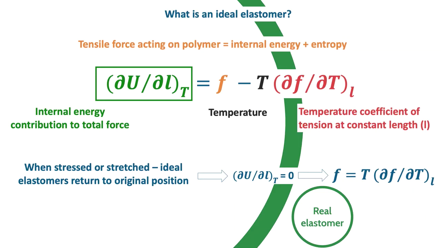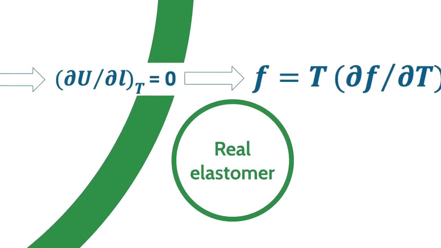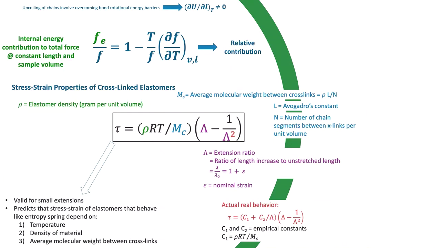In real life, elastomers behave slightly differently. You have to factor in that the internal energy contribution to the force is not equal to 0. This is because when you uncoil your elastomer chains, it also involves overcoming bond rotational energy barriers. In this case, we need to factor in the term Fe, which is the internal energy contribution to total force at constant length and sample volume.